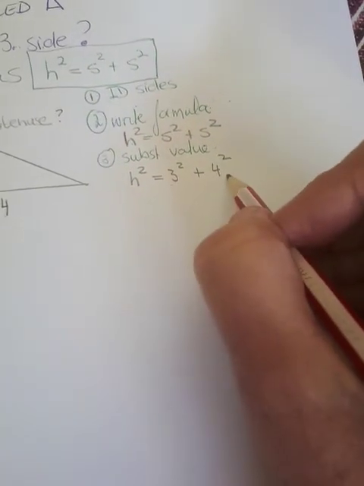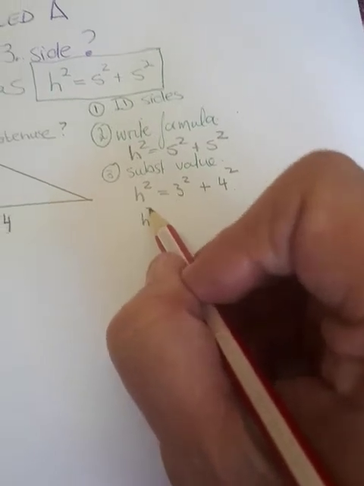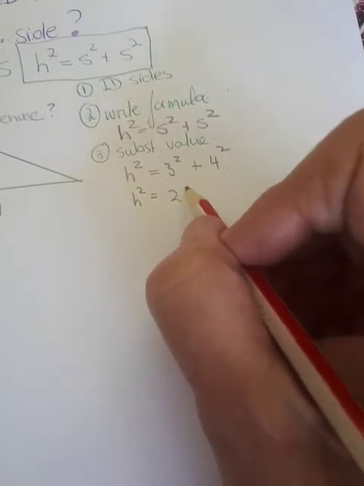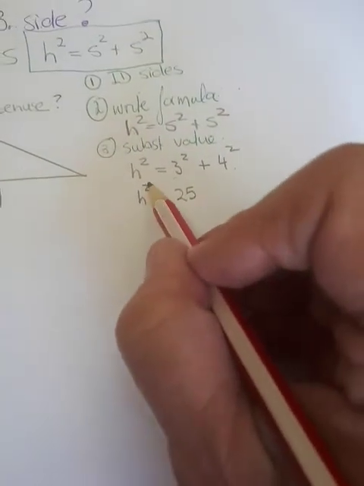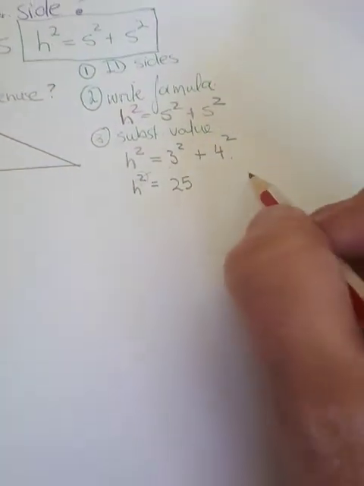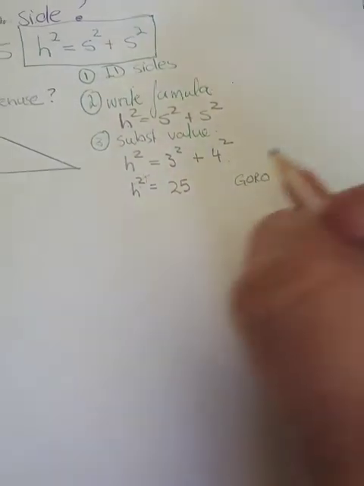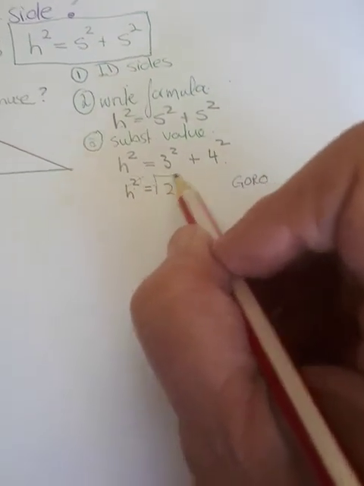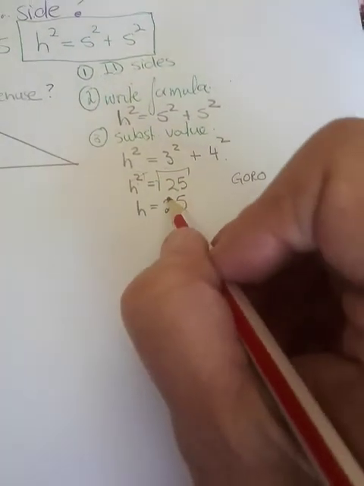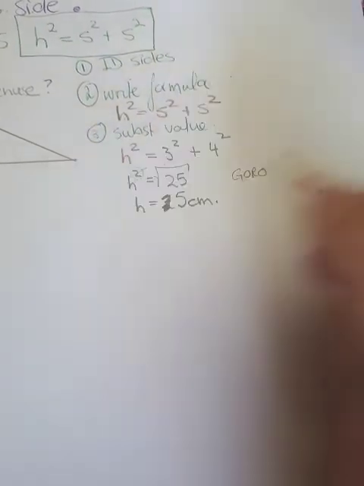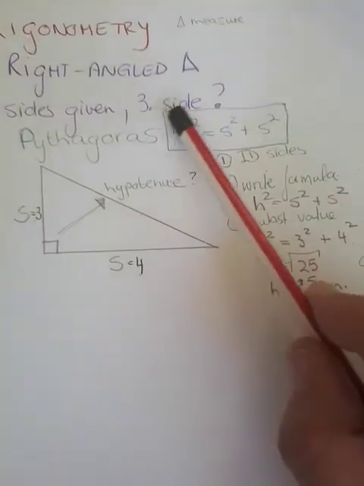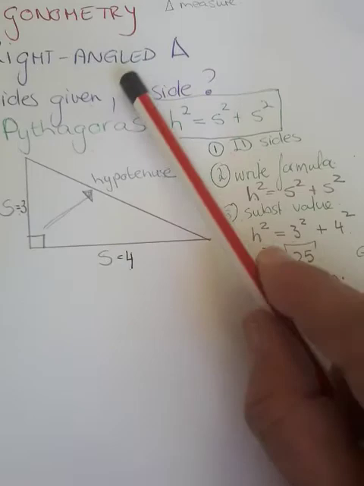Then you put this into your calculator. Then remember, we want to know what is h squared. So that's 9 plus 16, that's 25. We don't want to know what is h squared, we want to know what is h. So we need to get rid of the square. So we're going to use the square root, and the square root. And then you calculate h as being 5 centimeters.